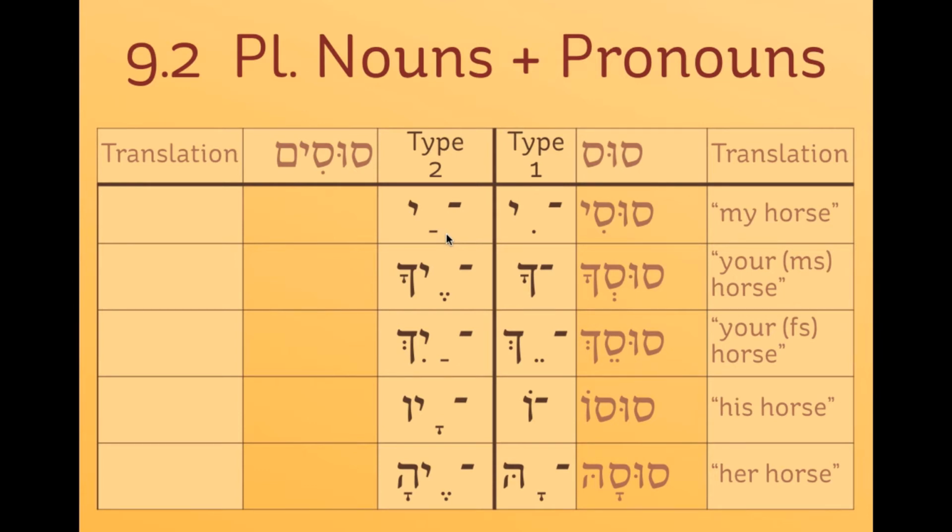In fact, every single type 2 attached pronoun begins with a yod vowel letter, specifically a yod vowel letter that is not chirik yod. So chirik yod occurs right here and only here in type 1. Type 2 always begins with a yod vowel letter that is not chirik yod. And look at this.